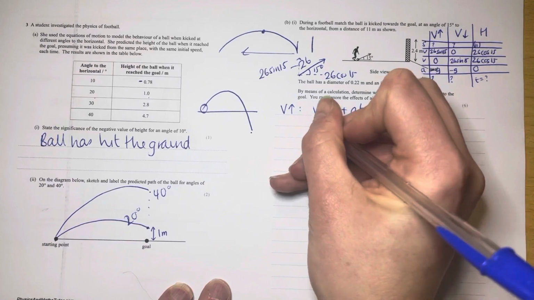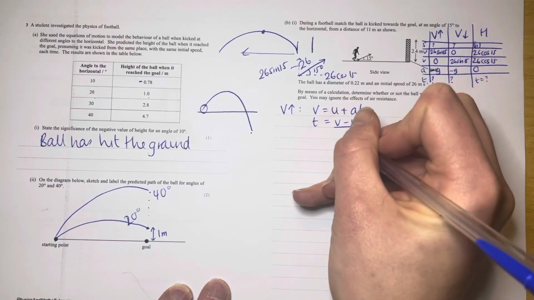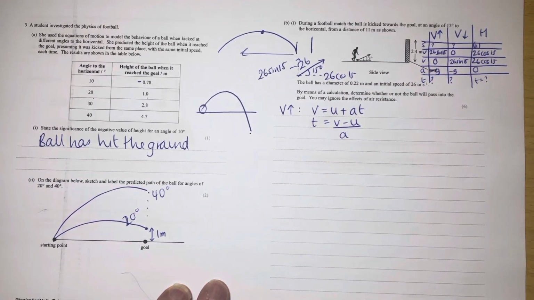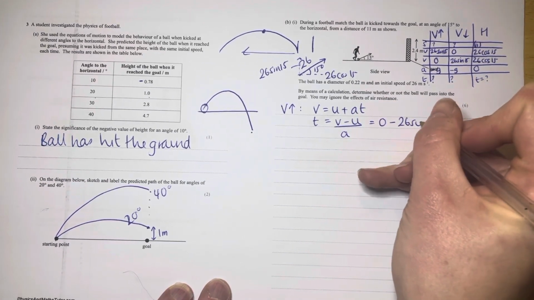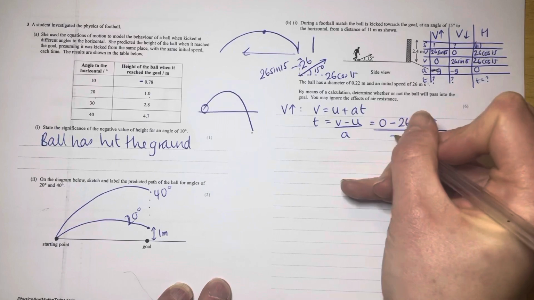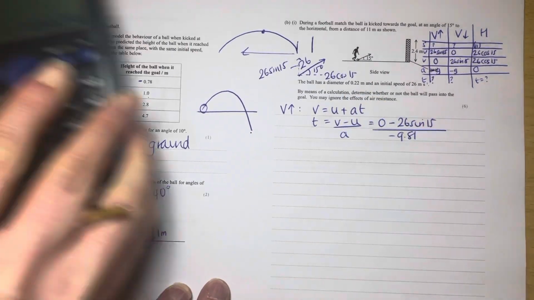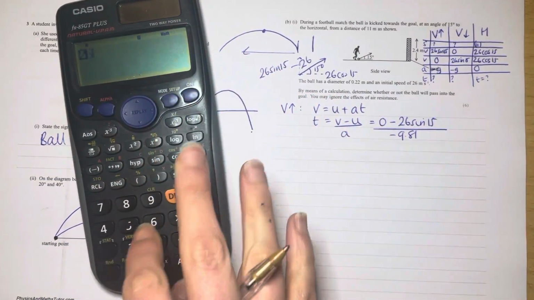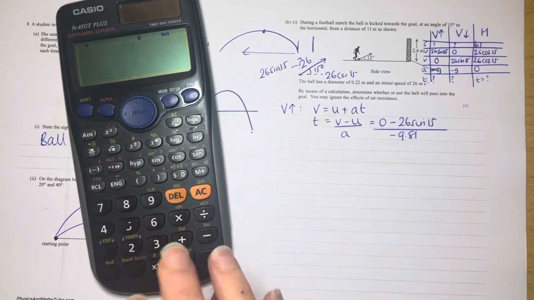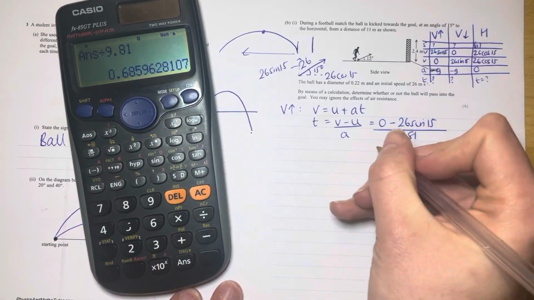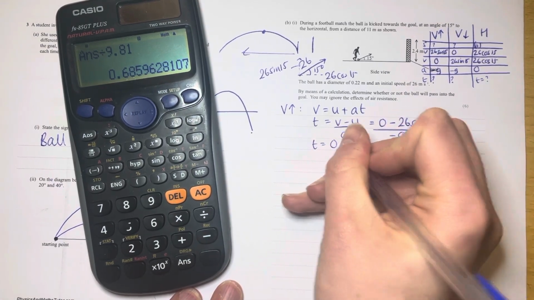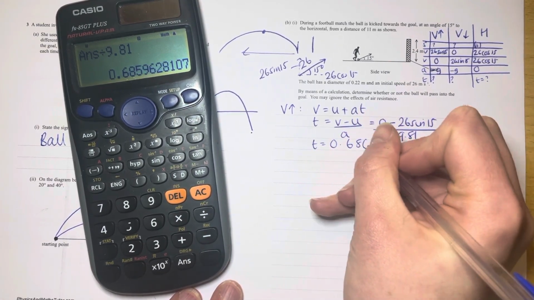Right, so vertically upwards, I'm going to say V equals U plus AT. And then rearrange that to say T equals V minus U divided by A. And then that's going to be 0 minus 26 sine 15 divided by minus 9.81. Let's do that as a sum. So 26 sine 15 divided by 9.81. I get that this takes 0.686 seconds.